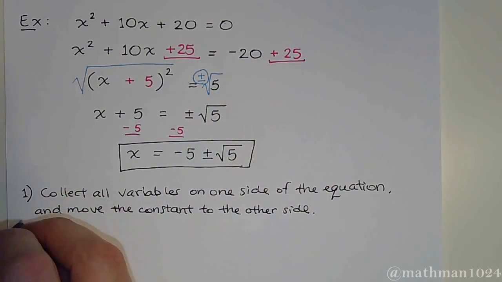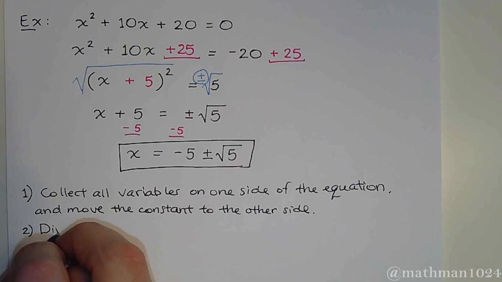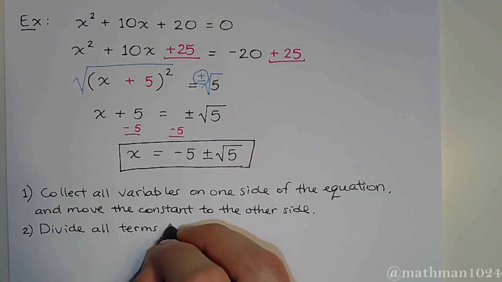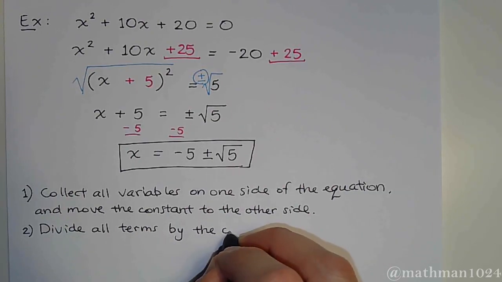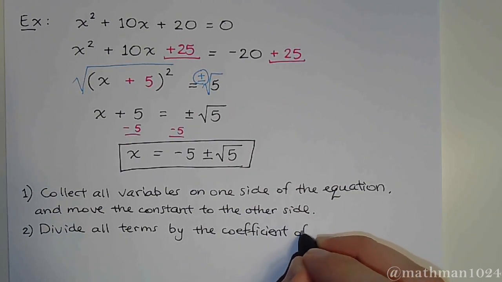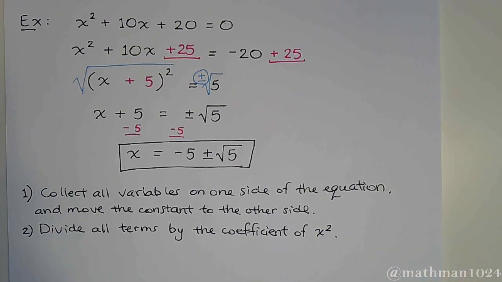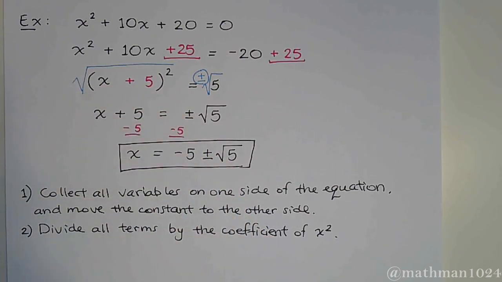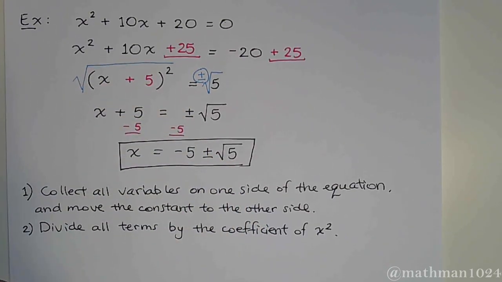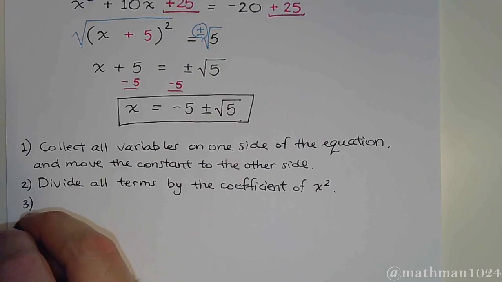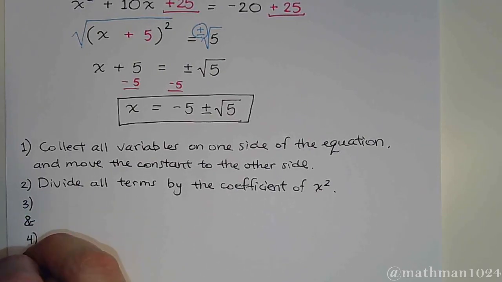The second step is to divide all terms by the coefficient of x squared. That is to make sure that we have a lead coefficient of 1. Now in this problem we didn't have to do that because it already had a lead coefficient of 1. Once we do that, we move on to steps 3 and 4, which we kind of do together. Again, they are listed separately, but I say do them together.